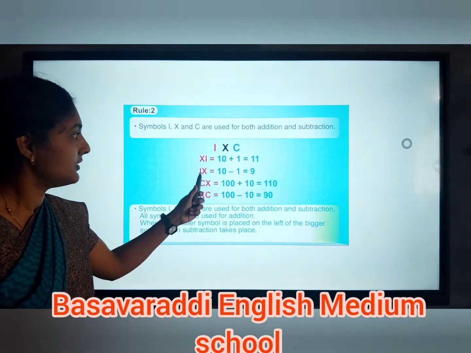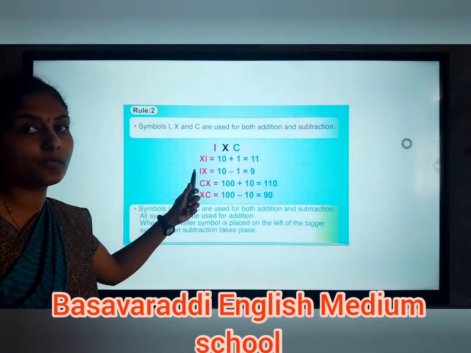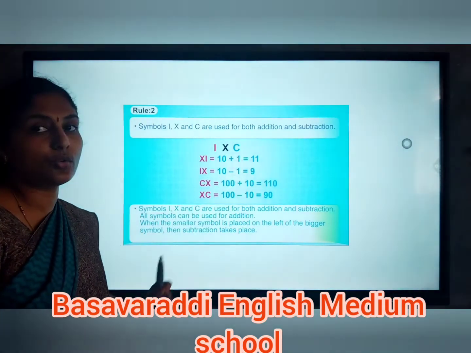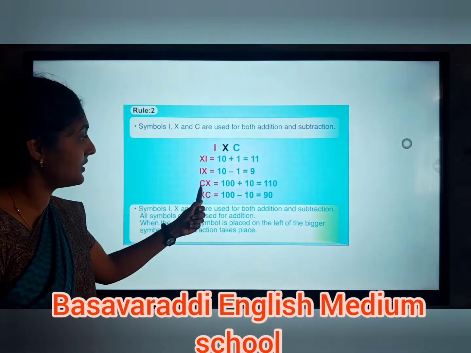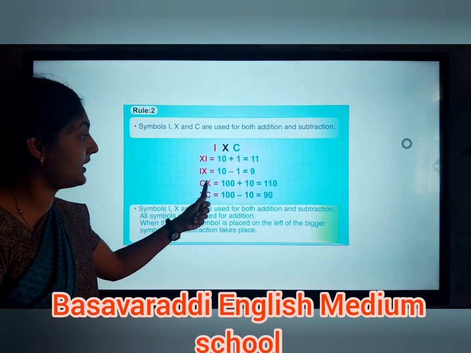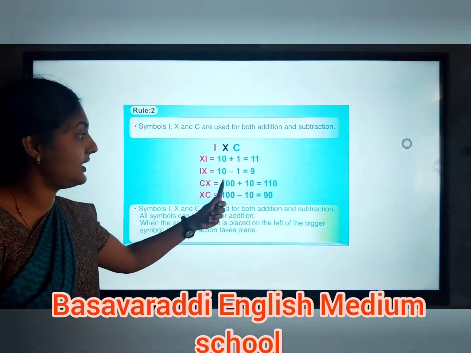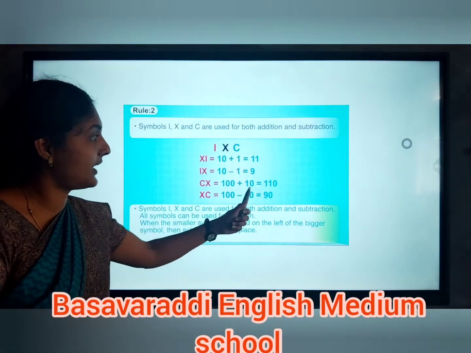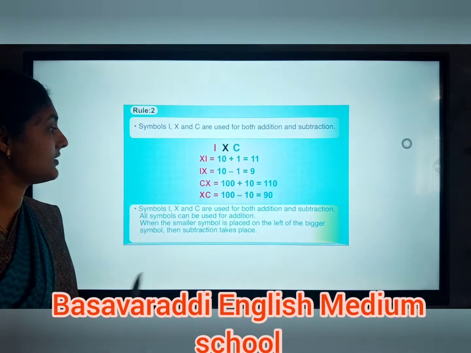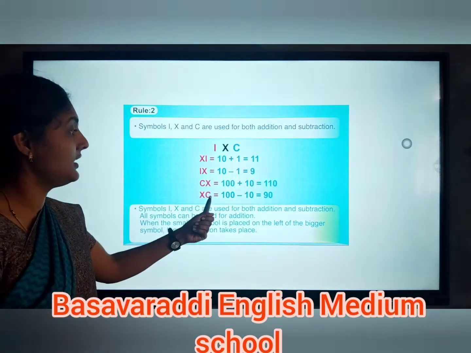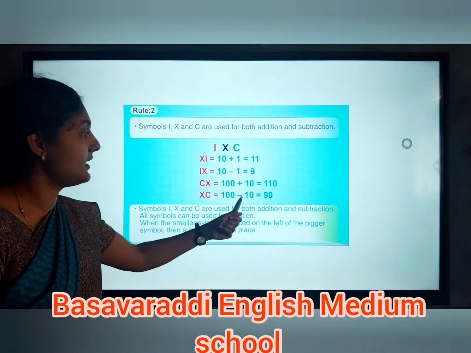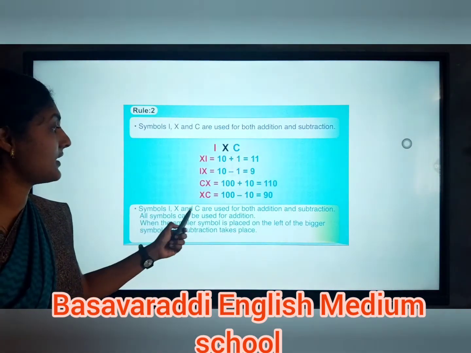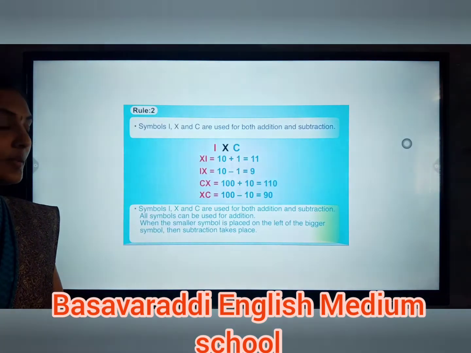Then I is subtracted from X, that is 10 minus 1 is equal to 9. The third example is CX. The value of C is 100 and the value of X is 10, so it is equal to 110. The fourth example is XC, which is equal to 100 minus 10, equal to 90. So symbols I, X and C are used for both addition and subtraction.